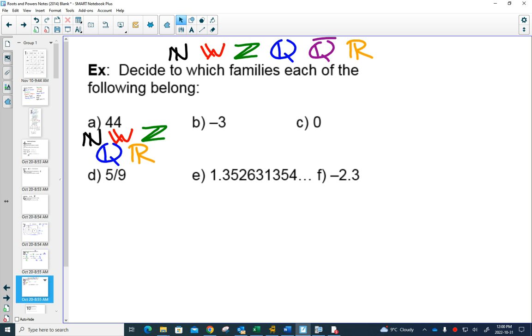I'm just going to go 6 out of 6. Negative 3, is that a natural number? No. Is it a whole number? No. The whole numbers are 0, 1, 2, 3. This is negative. So the first one is integer.